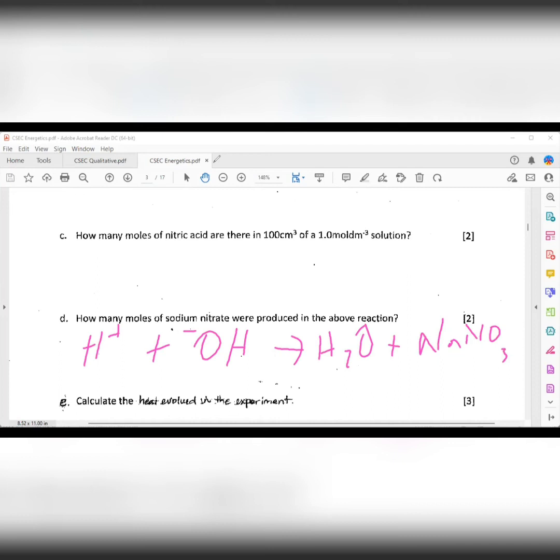So they're asking now how many moles of sodium nitrate were produced. Well, we know from this equation that 1 mole of that reacts with 1 mole of that to give 1 mole of that and 1 mole of that. Now, we just calculated that we have 0.1 moles of that and 0.1 moles of that. So if 1 mole reacts with 1 mole to give 1 mole and 1 mole, and I have 0.1 moles, then I'm going to get 0.1 moles, since it's 1 to 1 to 1 to 1. So that is what you do for that bit there.